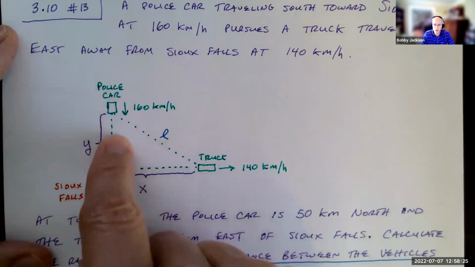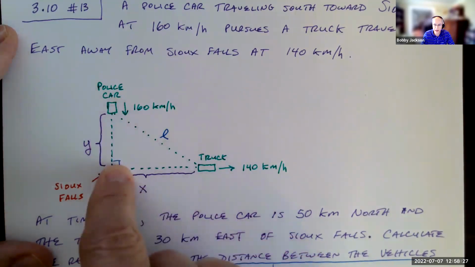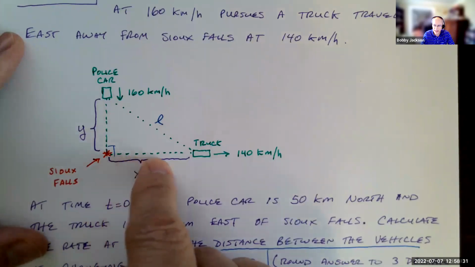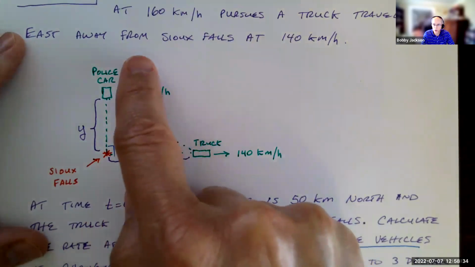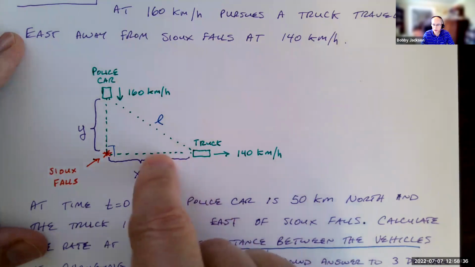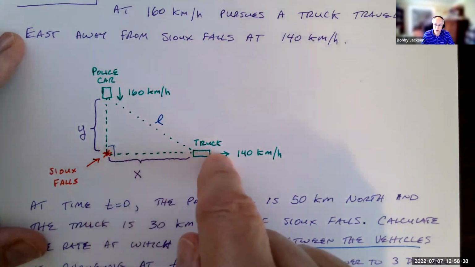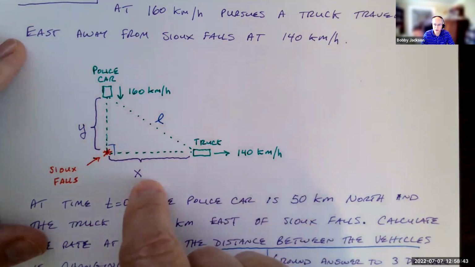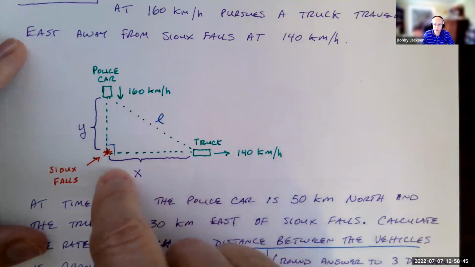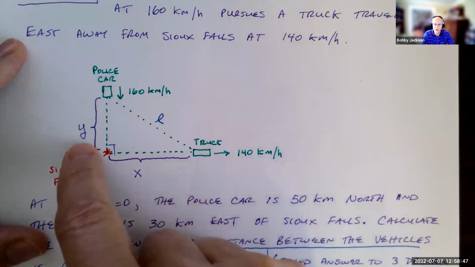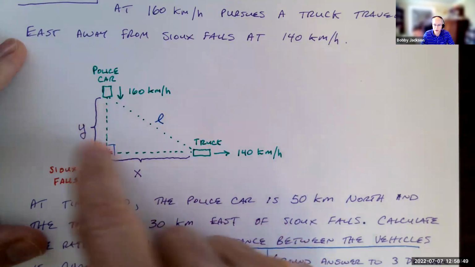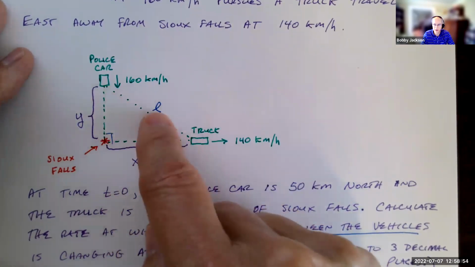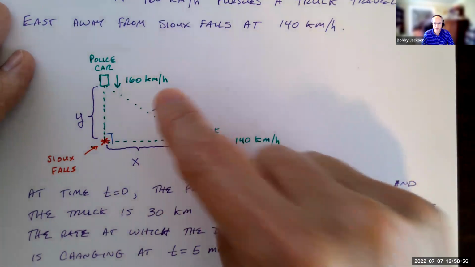The police car is moving south, so we've got south going down in our diagram, at 160 kilometers per hour, and then heading east, away from Sioux Falls. This truck here is moving to the right, which is to the east, at 140 kilometers per hour. They give you the distance x that the truck is from Sioux Falls and the distance y that the police car is from Sioux Falls. I've labeled the distance between the vehicles L. That's not in the original diagram.